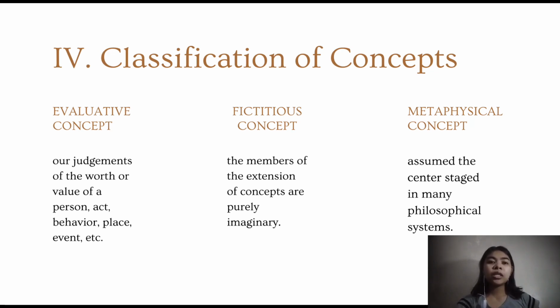And the next one is fictitious concept. In this concept, the members of the extension of a concept are purely imaginary. So it means they are not real. And the last concept is metaphysical concept. This concept assumed center stage in many philosophical systems. So substances like God, mind, and matter are examples of this type of concept.